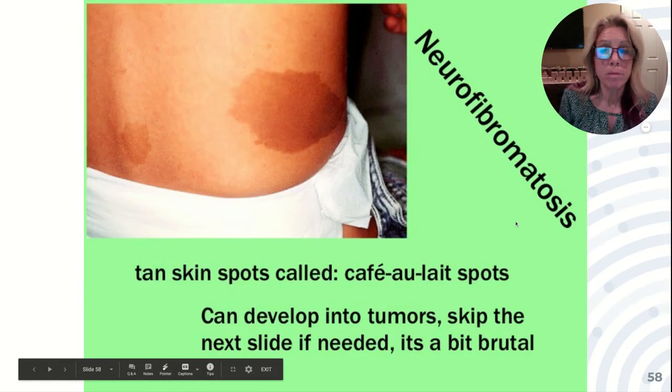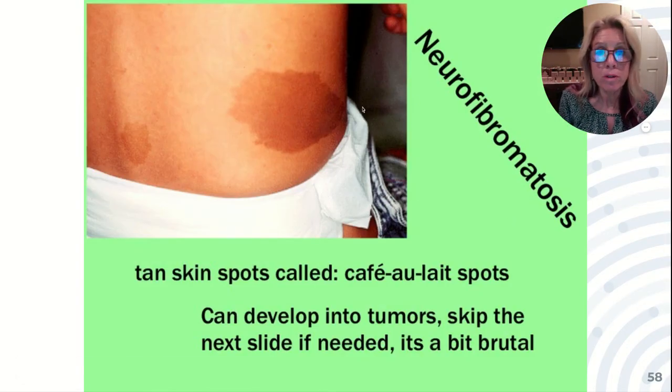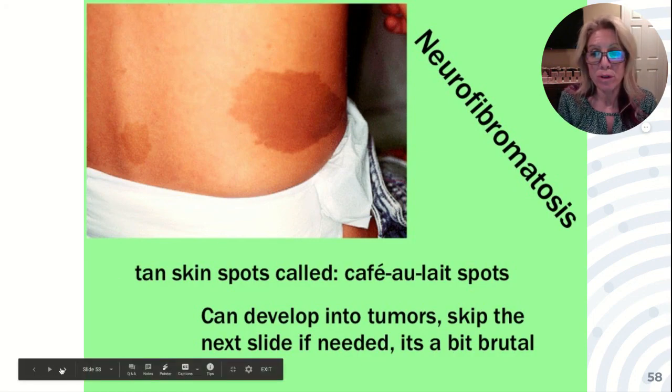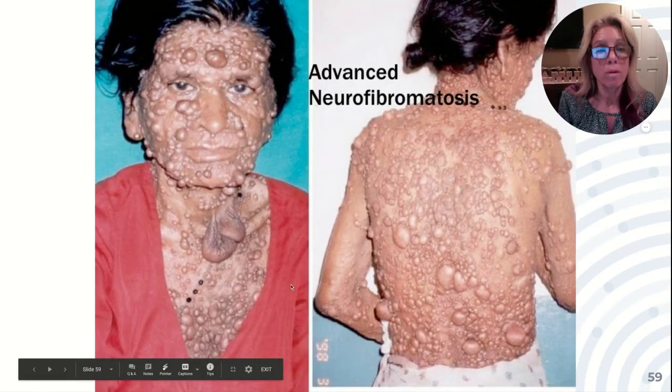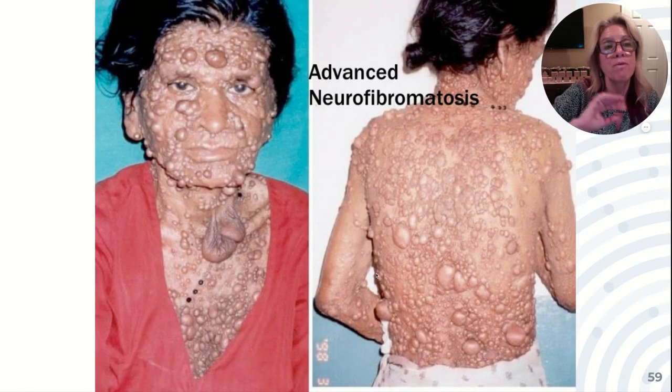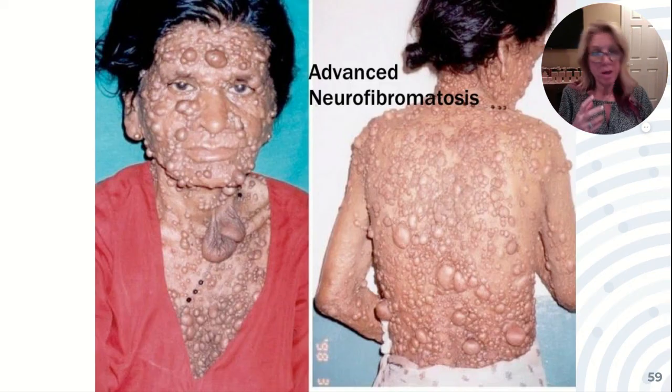Okay, neurofibromatosis is an autosomal dominant disorder. You get a tan spot right here. You want to watch those, especially those that can be exposed to the sun, because they can develop into tumors. The next slide's a bit brutal, so close your eyes if you don't want to see it. This woman had severe neurofibromatosis, and they started turning into tumors all over her body. Okay, I'm moving it now.